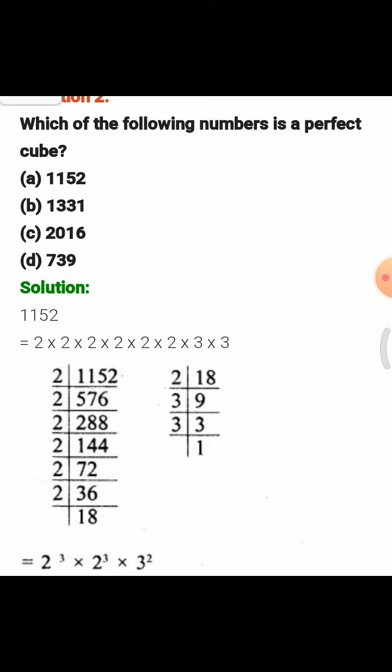2 2s are 4, 2 7s are 14, 2 2s are 4, 36. 36 is divisible by 2, 18 is divisible by 2, 9 is divisible by 3, 3 is divisible by 3, 1. Okay. You see here, you find 3 times 2 and 6 times 2 and 2 times 3. So it is not in the form of a perfect cube. Okay, because 3 is not a complete group.